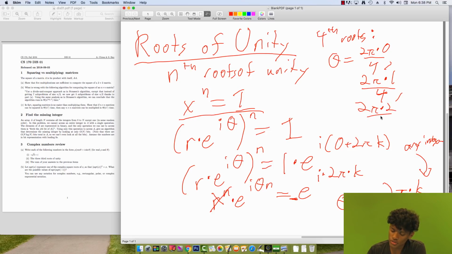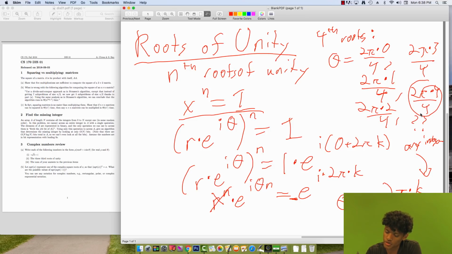2 pi times 2 over 4, and 2 pi times 3 over 4. But we said that k could be any integer, right? So what about 2 pi times 4 over 4? Shouldn't this also be one of the roots? Well, you can see that the 4 and the 4 here cancel, which just gives us 2 pi. And we know that 2 pi in radians is the same as 0 in radians. So we get a degree of redundancy here. These are the same. So if we only look at k from 0 through n minus 1, we're always going to get the first n roots of unity.